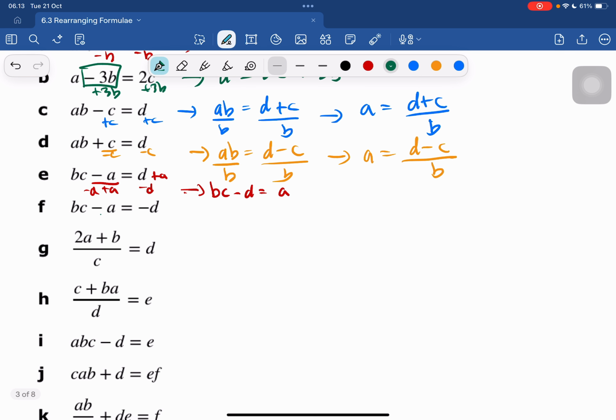Okay, do the same thing, plus A here. So it's going to be plus A. So the minus D disappears, so plus D here, also plus D. So this will give us the answer BC plus D equals A.